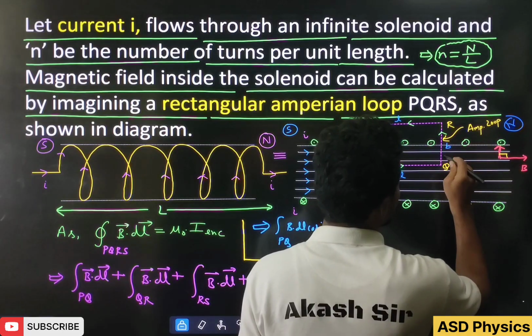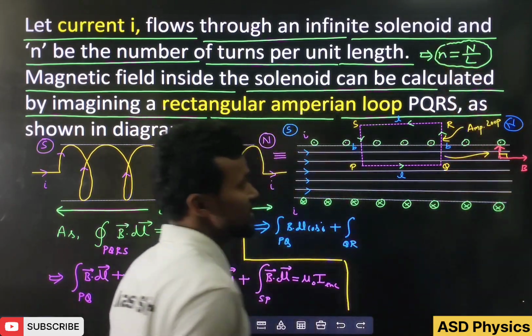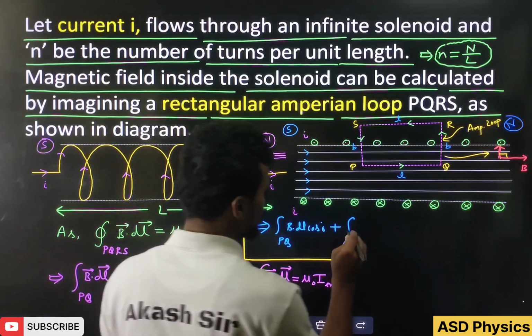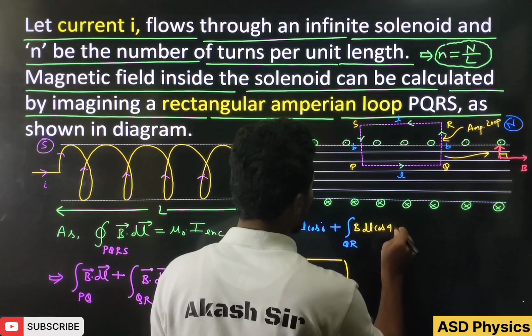See, I have just represented it here. So B is this side and dl is upward. So how much angle is there? 90 degrees. So I can write here B dl cos 90.